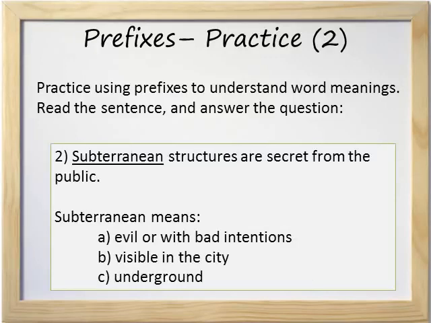Number 2. Subterranean structures are secret from the public. Subterranean means A. Evil or with bad intentions, B. Visible in the city, or C. Underground. Again, even if you've never heard or seen the word subterranean, you can use the prefix sub to help you find the correct answer. What is the correct answer? C. Underground, because sub means under.